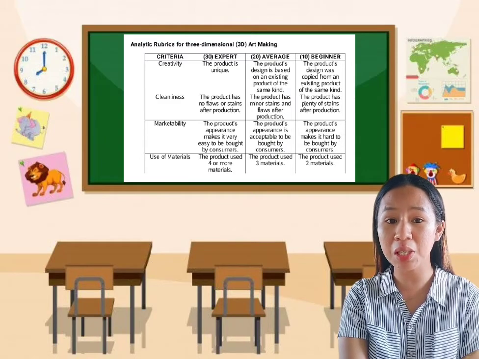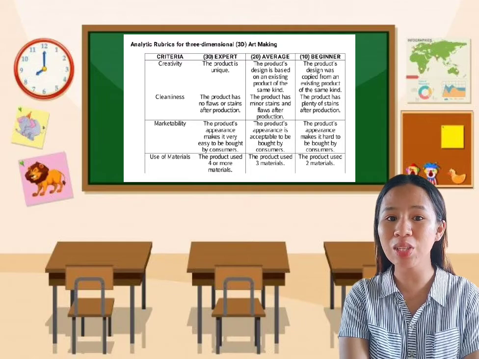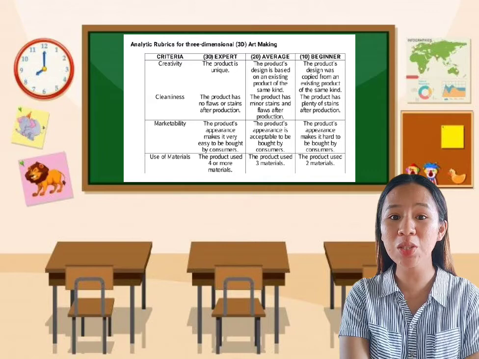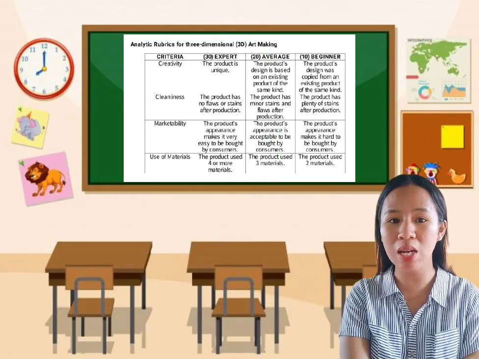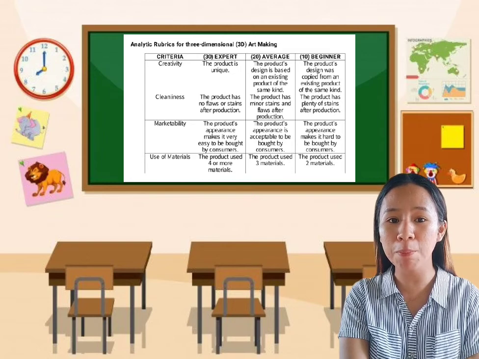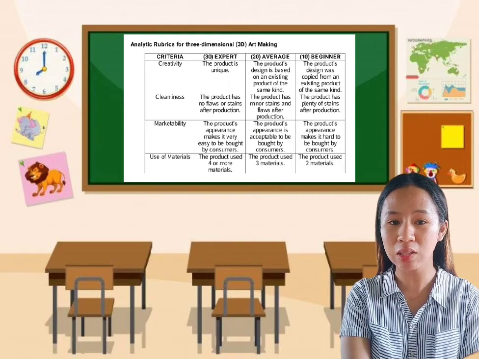Under the average level, it refers that the product's design is based on an existing product of the same kind. The product has minor stains and flaws after production. The product's appearance is acceptable to be bought by consumers, and the product used 3 materials.